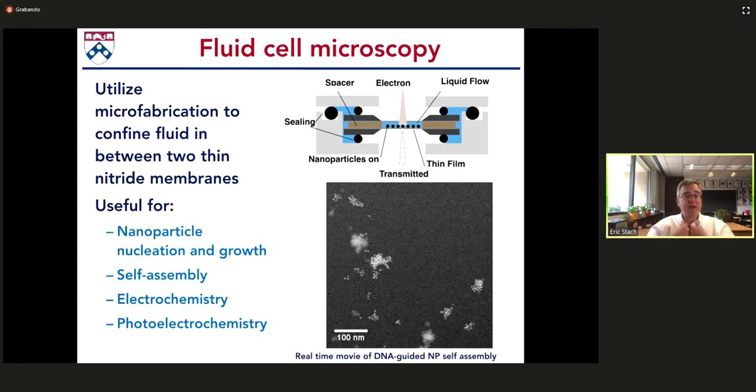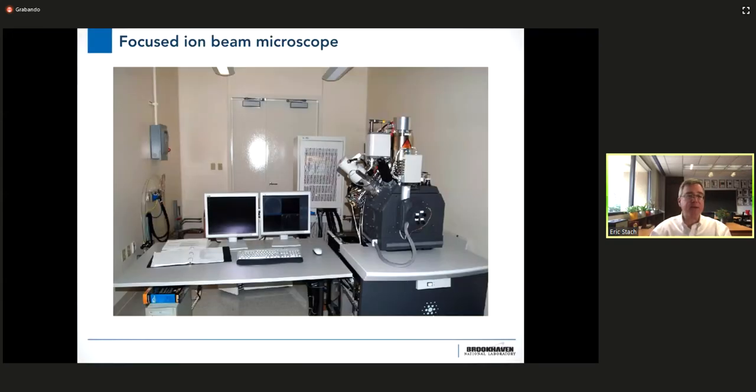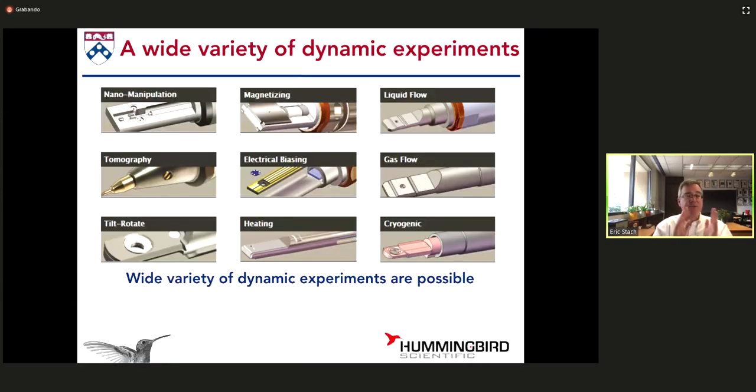So again, I could spend a long amount of time talking about the variety of dynamic experiments that are possible, but I think maybe the best thing to recognize is that the same sorts of experiments that one might want to do using beamlines, you can do in the electron microscope in very nice ways.